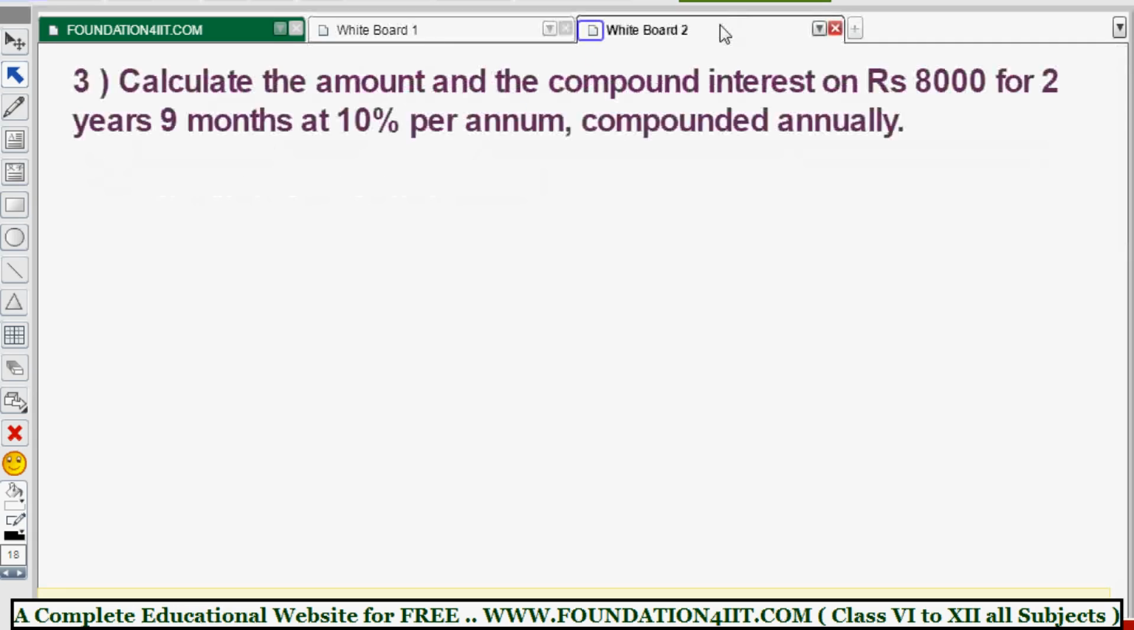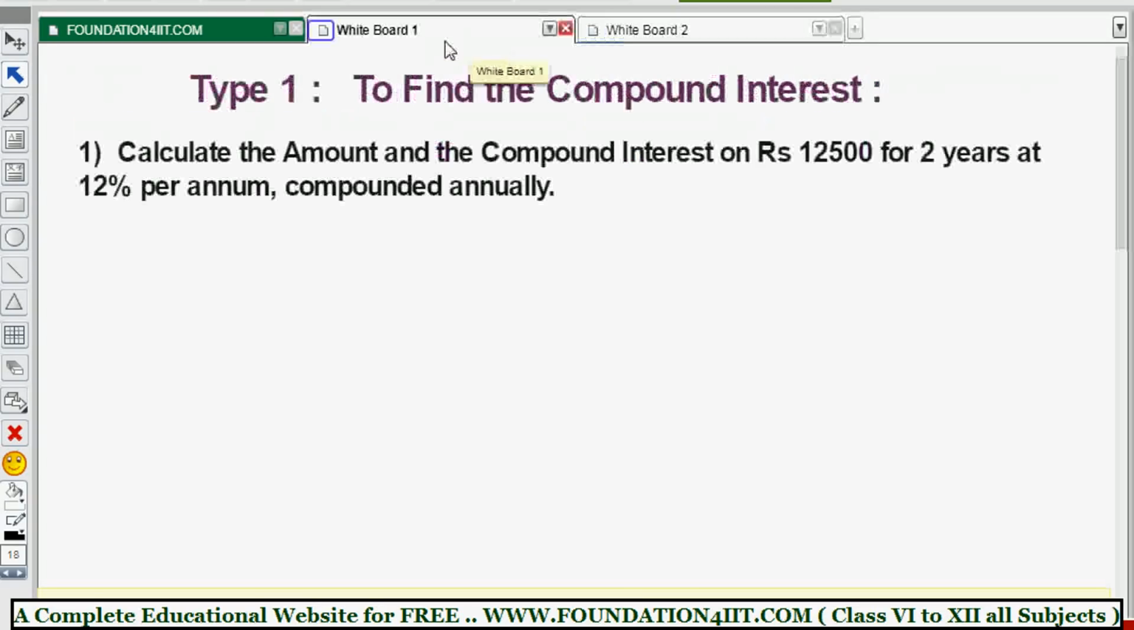I'll show you a few questions here. This is one and one more. See the first problem. You can solve the rest of the questions from your textbooks because only the numbers will change, the method is the same. Now calculate amount and compound interest on rupees 12,500. This is the principal, for 2 years, so this is the time, and 12%, so this is the R, right?